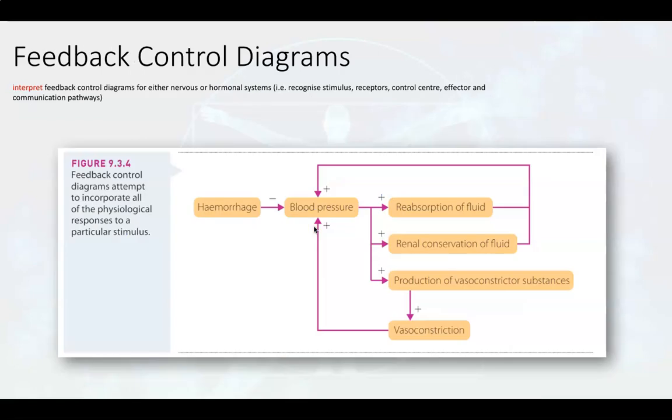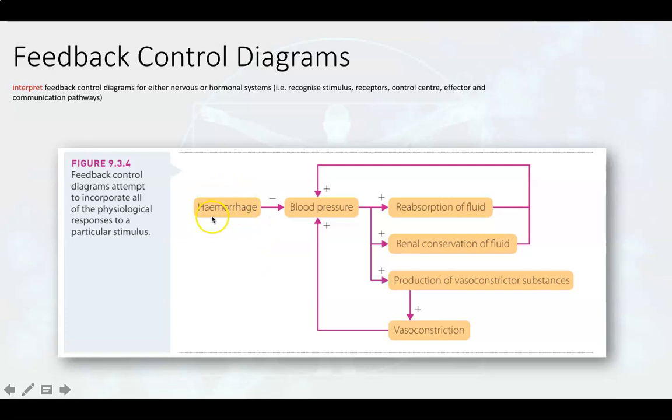Lastly, feedback control diagrams. QCAA says we need to look at these diagrams and be able to see what's going on, to recognize the stimulus, the receptors, control center, effector, and just the communication pathways. And if you look at this, you might be able to figure it out already.